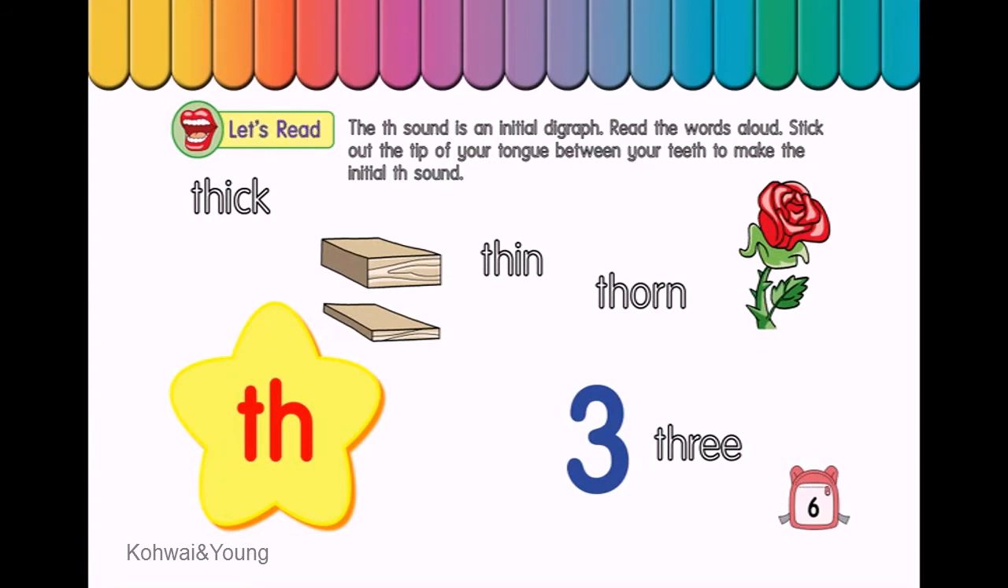Let's read. The th sound is an initial digraph. Read the words aloud. Stick out the tip of your tongue between your teeth to make the initial th sound. Th, thick, thin, thorn, 3.